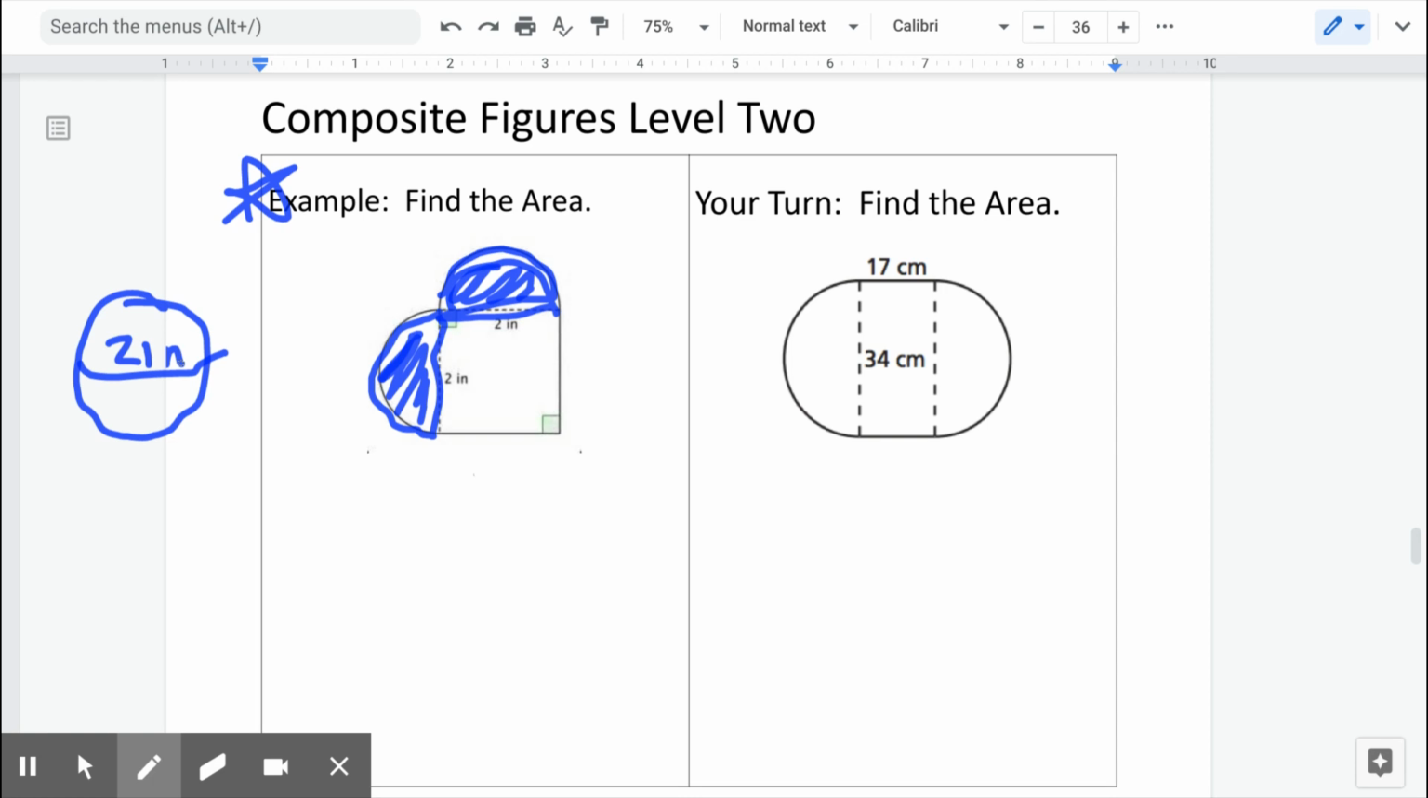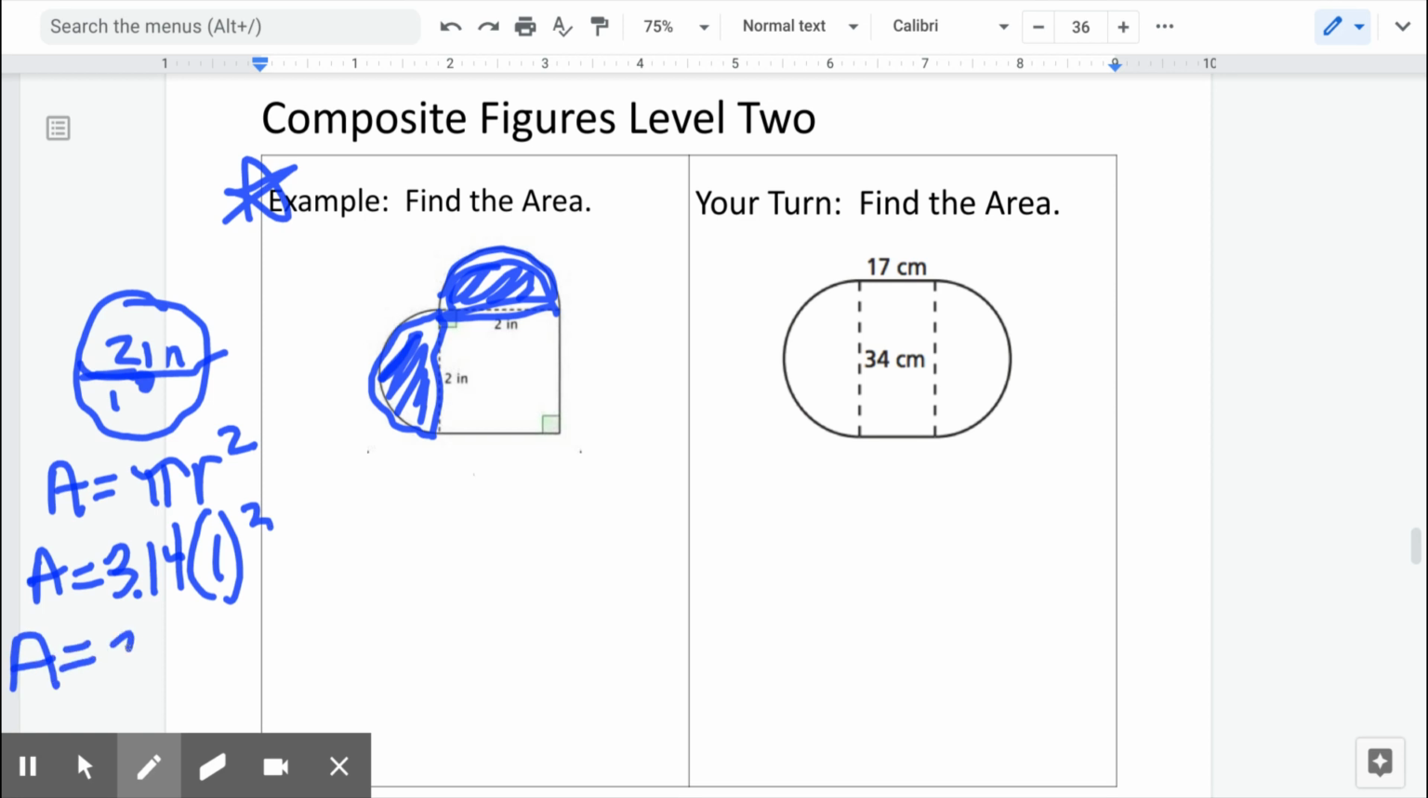I'm going to use my full circle formula. Area equals pi r squared. Pi, we know, is 3.14. My radius, if all the way across is 2, half of that is really going to be 1 inch. So 1 squared is just 1. 1 times 3.14 is 3.14. So the area of those semicircles is 3.14.